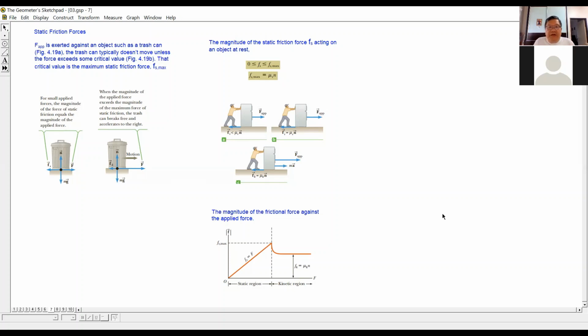So it's not fixed until a certain limit. Until a certain limit, at a critical point, they start to move. That is the maximum static friction. So the first one is the small static friction. Second one is a bigger static friction. And the third one, finally, when it is about to move, that will be the maximum static friction.